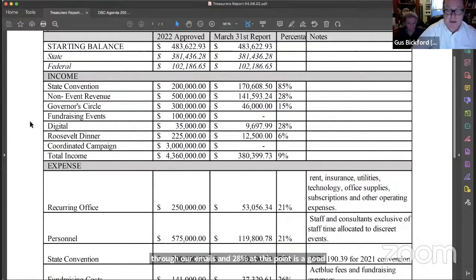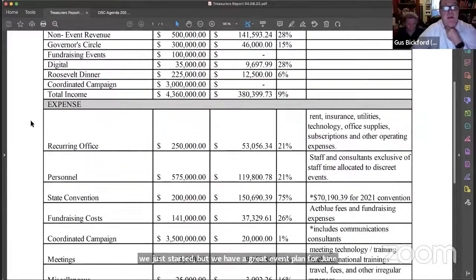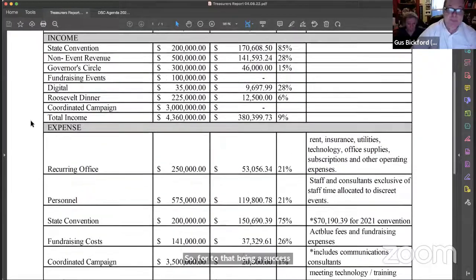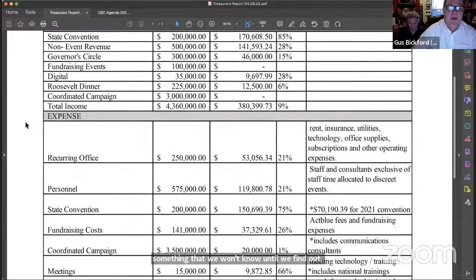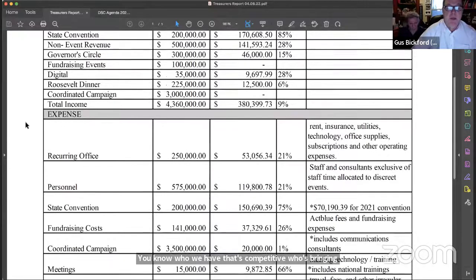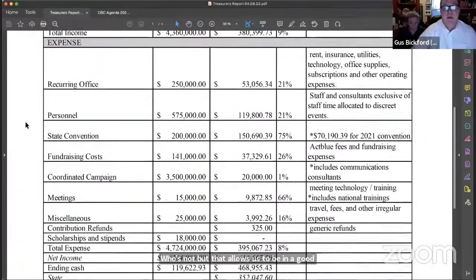Roosevelt dinner, we just started, but we have a great event planned for June 1st. So look forward to that being a success. Coordinated campaign, again, that's an estimate, and that is something that we won't know until we find out who we have that's competitive, who's bringing money, who's not. But that allows us to be in a good place. So we'll go to expenses.